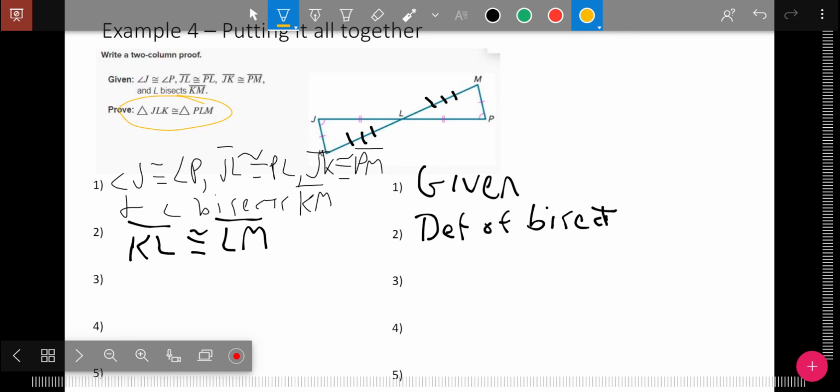So the next thing is going to be the hard thing in the evolution of learning how to do proofs: you have to just see some things. When I see the picture, these lines crisscross. If lines crisscross, that creates vertical angles. With vertical angles, this angle right here and this angle right here are congruent. Now, I can't just say angle L because they're both angle L. So angle JLK is congruent to angle PLM because of vertical angles.